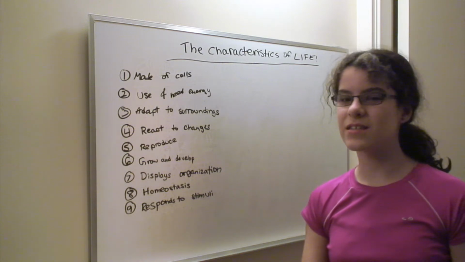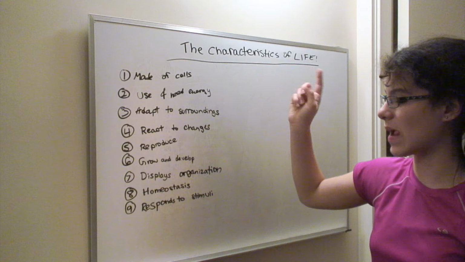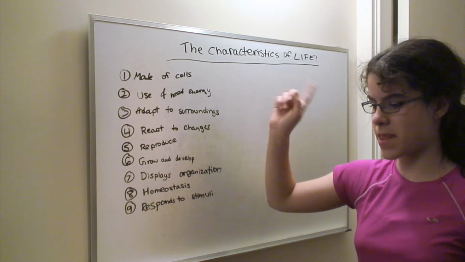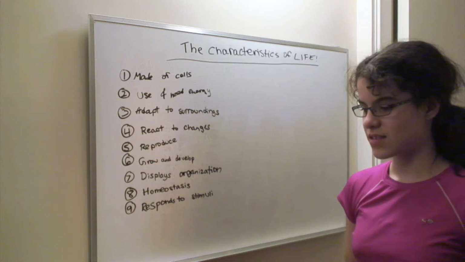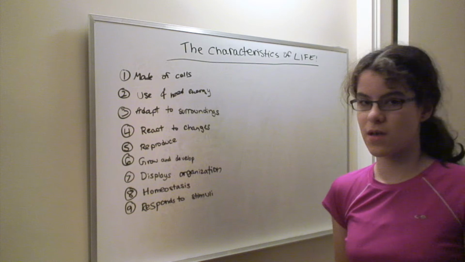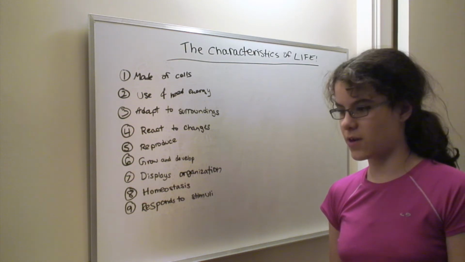Okay, so these are characteristics of life. The first one is that they are made out of cells. Cells are the building blocks of life, and organisms have at least one cell to live. For example, my dogs are living.